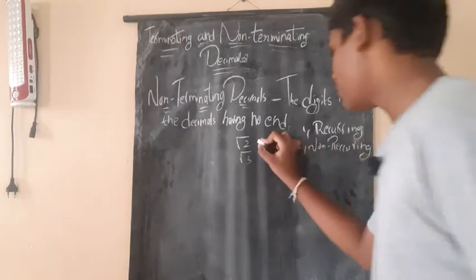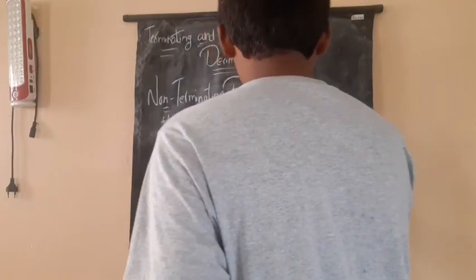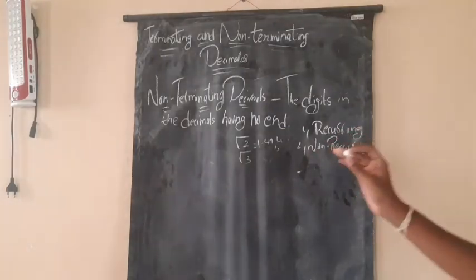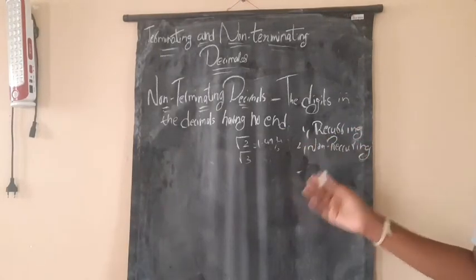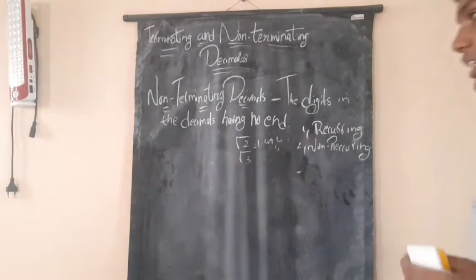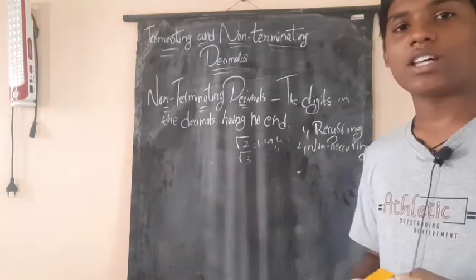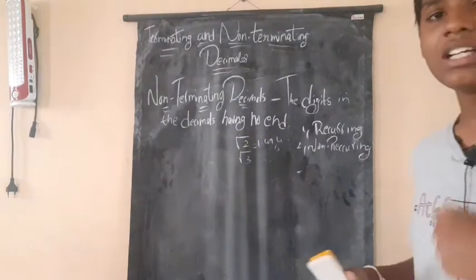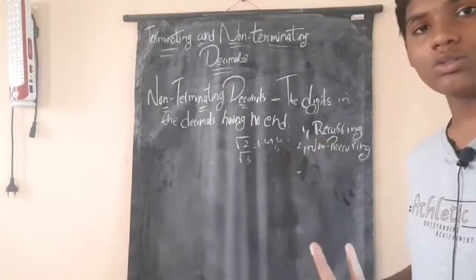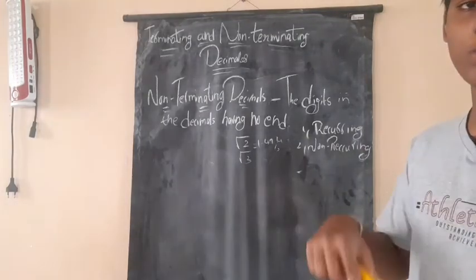So root 2 we can express as 1.414 and so on. There is no bar, and different numbers keep appearing. This is an example of non-terminating decimals. Let us look at how to change p by q form into decimal form and decimal form into p by q form.